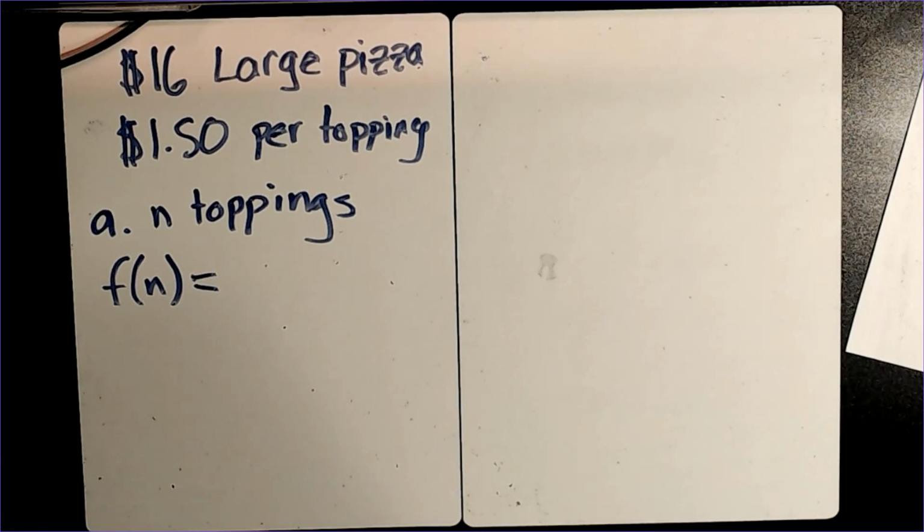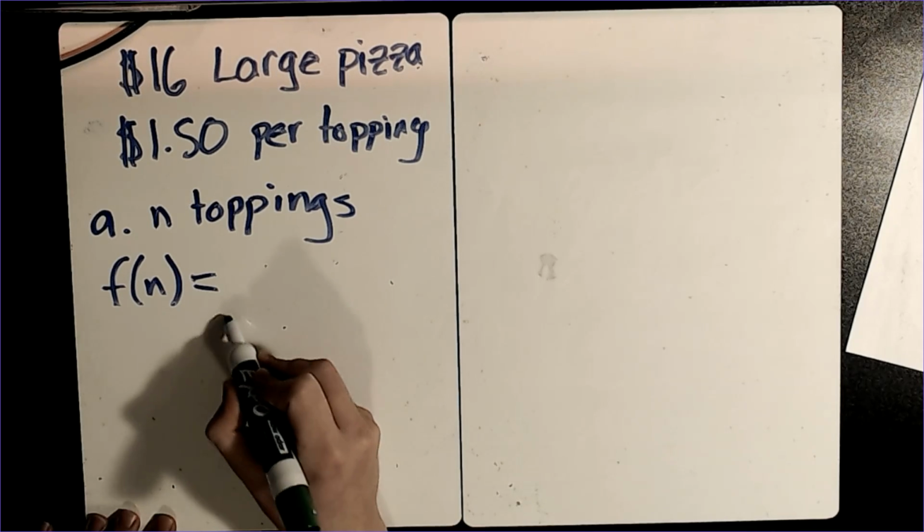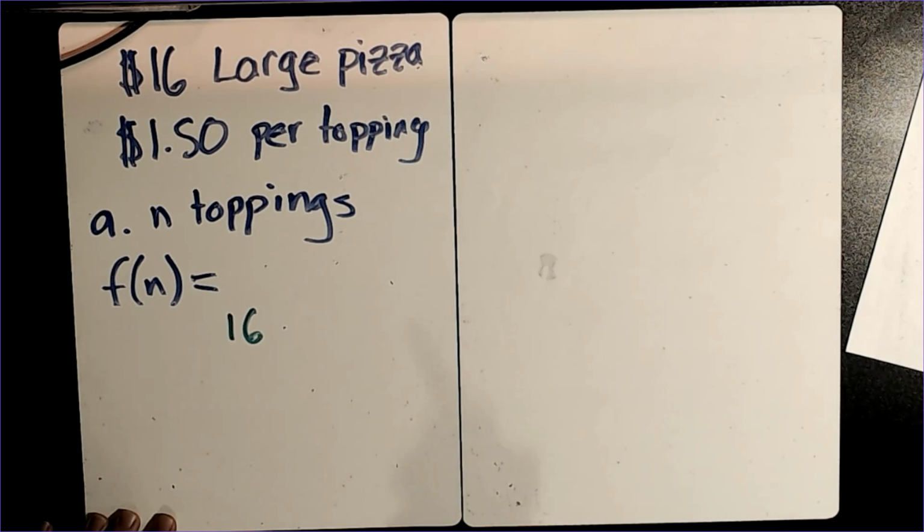So n can be anything. It could be 3, 5, 7, as many toppings as you want, basically. We want to find a function that you just plug n into and you get the price of the pizza. Okay? So how do we find the price of the pizza? Well, for a particular value of n, you start with the $16. That's just a flat price, right? You start with 16, and then for every topping there's $1.50 more added to it.